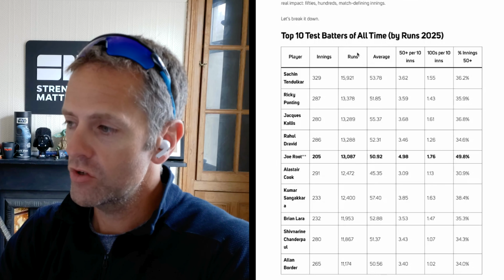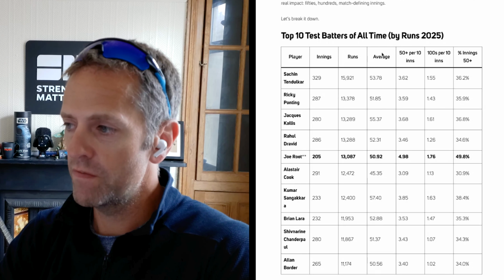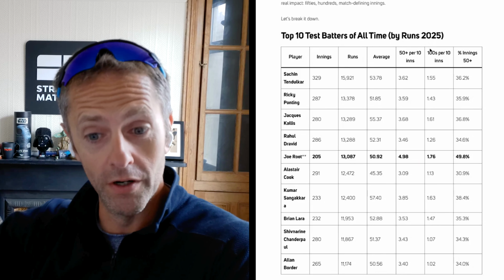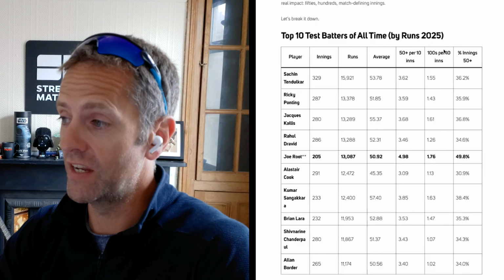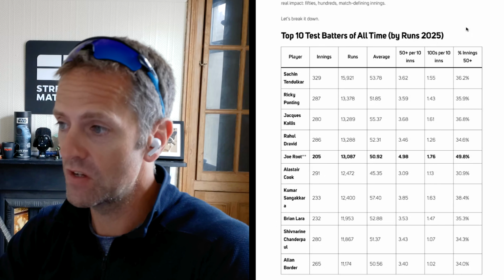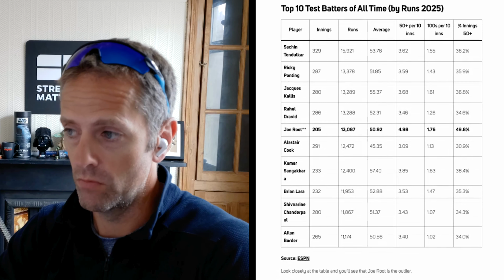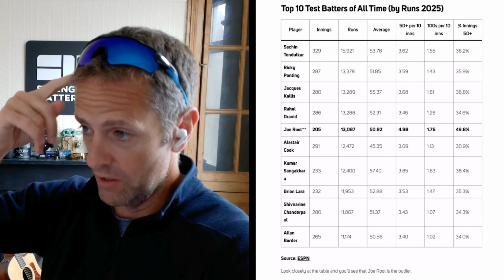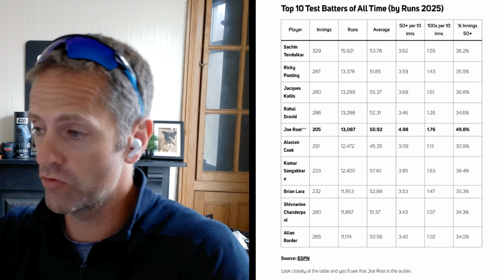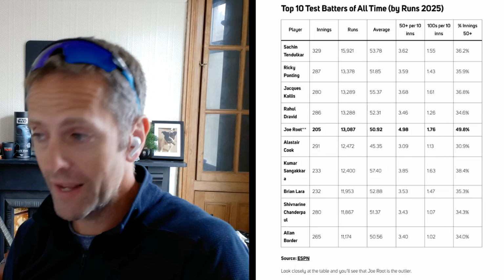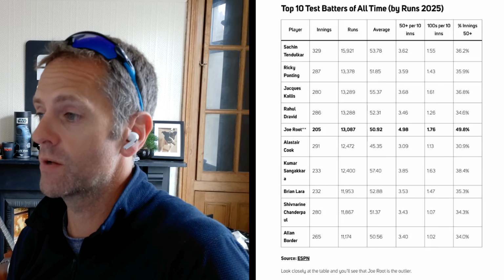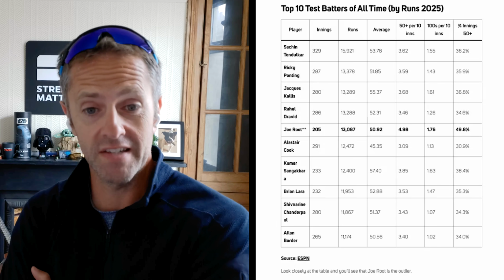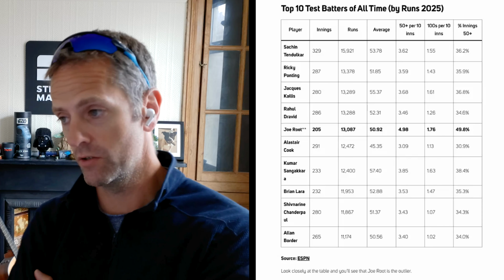You can see their average, but what I'm looking at is how many 50s they score per 10 innings, how many hundreds they score per 10 innings, and what their percentage of innings of 50 plus is, okay? You can see this in the table here. Obviously, Sachin Tendulkar is currently the leading run scorer of all time. Then Ricky Ponting, Jacques Kallis, Rahul Dravid, and Joe Root, who's still active, is fast approaching. I think by the end of this summer he will be taking over the second spot, closing in on Sachin Tendulkar.